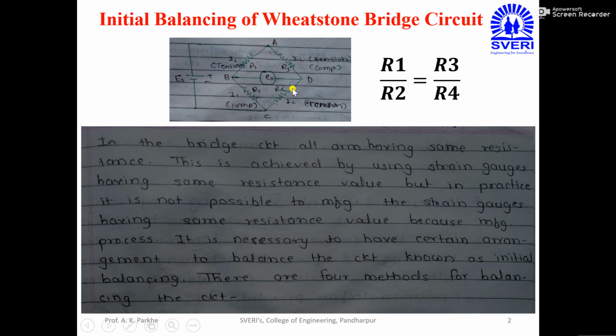But if no load is applied on the Wheatstone bridge circuit, or there is no input supply, then E0 should be equal to 0, or there should be no reading across the terminals B and D. For that purpose we have to balance the Wheatstone bridge circuit. Then what is meant by the initial balancing and how is it possible?